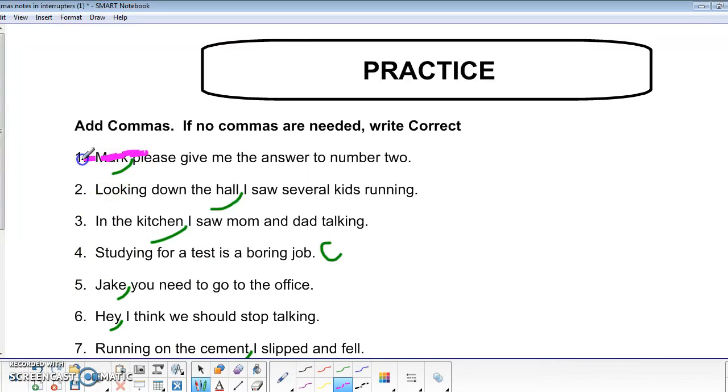Now look, I can get rid of this stuff that's left of the comma. So, get rid of Mark, please give me the answer to number 2. Still works. Get rid of looking down the hall. I saw several kids running. It still works. In the kitchen, I can get rid of. I saw Mom and Dad talking. Still totally fine. I can't get rid of anything in 4. Studying for a test, I can't get rid of that because it is a boring job. You still need to have that. So in this one, you have a subject and verb, nothing introductory, you can't get rid of it. Jake, you can get rid of. You need to go to the office. That works just fine. Hey, you don't ever need that in a sentence. Okay? So moving on.